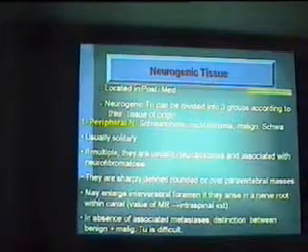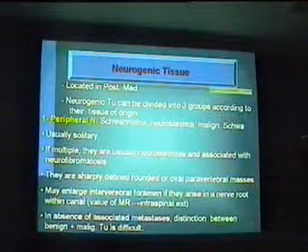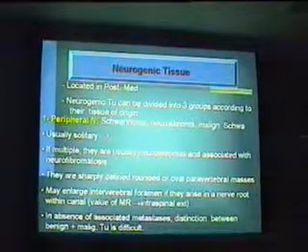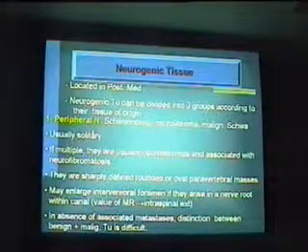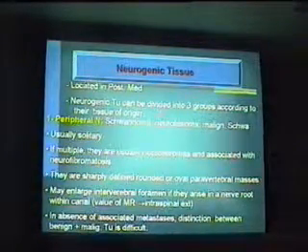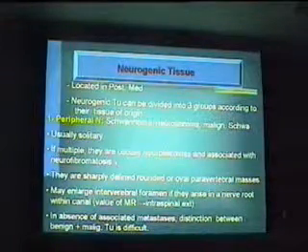Neurogenic tumors can be divided into 3 groups according to the tissue of origin. يا طالعين من peripheral nerves زي الشوانوما أو neurofibroma أو malignant schwannoma where they are usually solitary. بس إحنا عارفين إن النيوروفايبروما دي ممكن تبقى multiple في حالات neurofibromatosis.